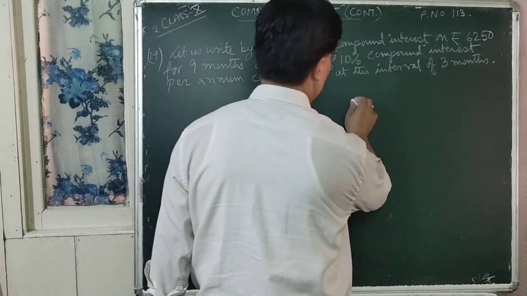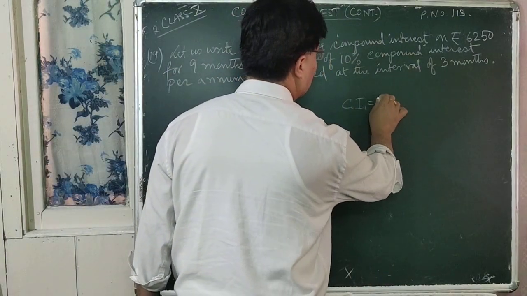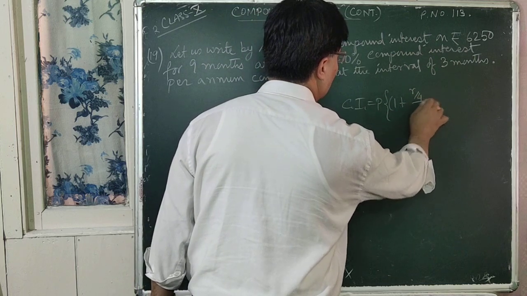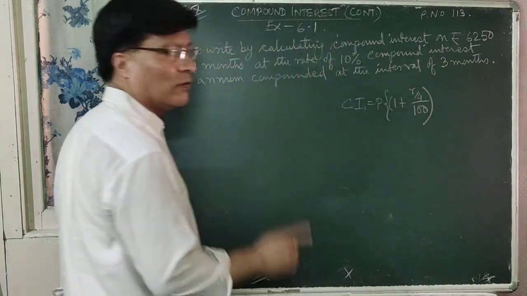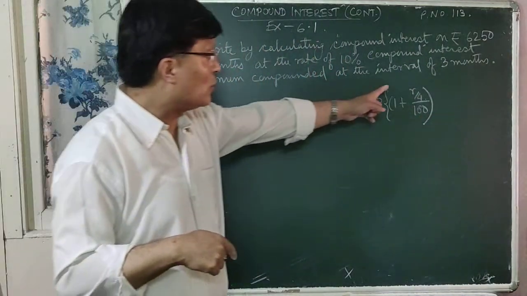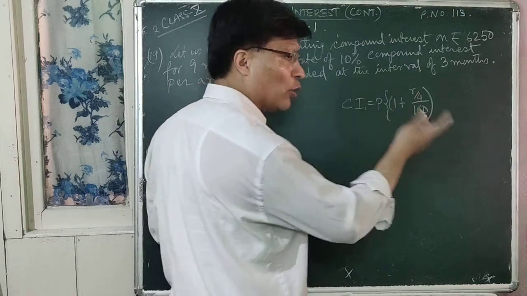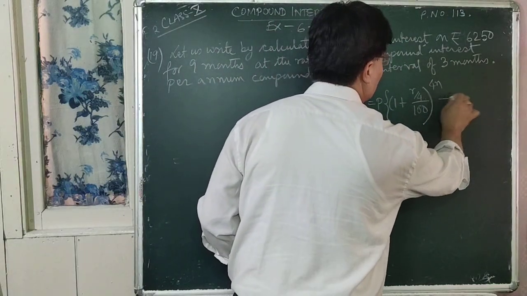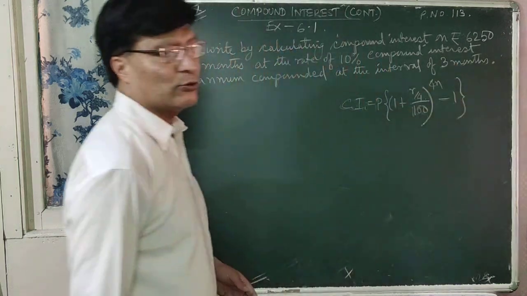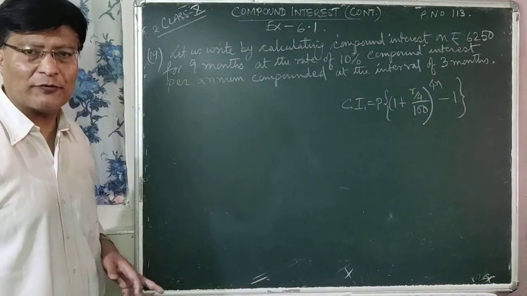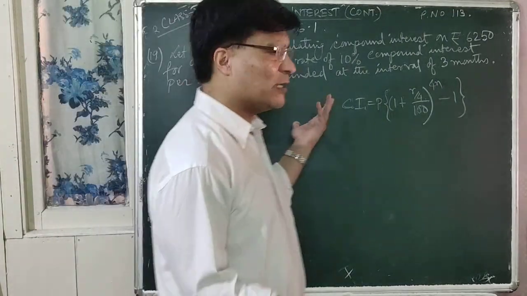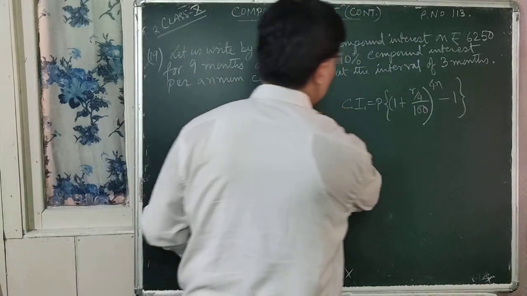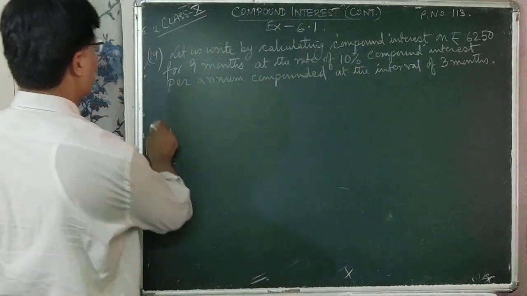So in this case, the formula that you should use is CI is equal to P within second bracket 1 plus R by 4, since 4 phases are there. R should be divided by 4, whole to the power N should be multiplied by 4. That is 4N. So minus 1. This is the formula that you should use. Is that clear to all of you? So if you use this formula, then you can easily get the answer. Okay. So what are given here? Let us write down that given. Now solution.